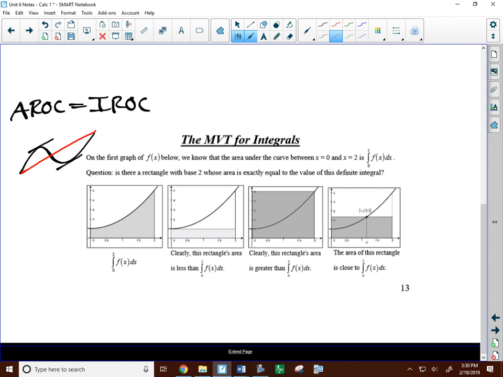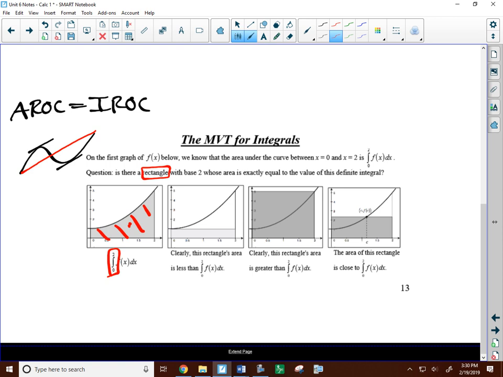So MVT for integrals, not directly related, I'd say, but there is some similarity. So the mean value theorem for integrals. Let's set it up with this. This graph here, the shaded part is the area under the curve from 0 to 2. The question they pose here is, is there a rectangle with the same base from 0 to 2? So that would be a base of 2. That would vary from each question, but in each function, from 0 to 2, based on the interval, whose area is exactly equal to the value of the definite integral. So is there a rectangle that has the exact same area as the area under the curve?